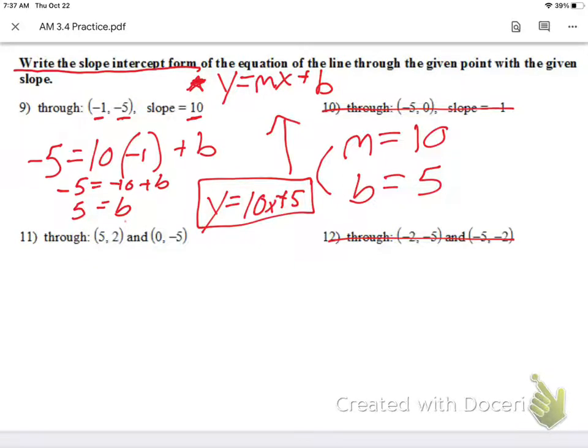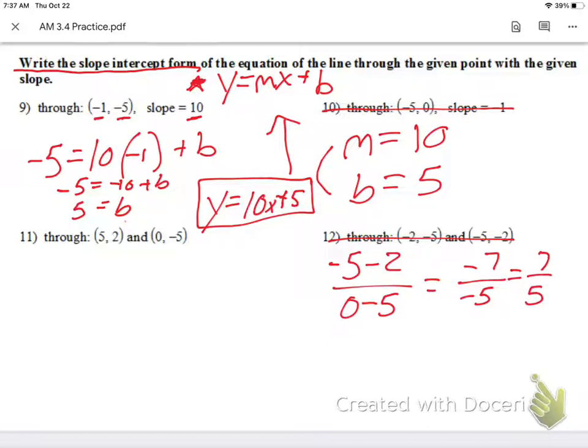So again, I have 2 points. If I have 2 points, that means I can find the slope. So let's find the slope first. So it's going to be -5 minus 2 over 0 minus 5. And that's going to be -7 over -5, which is equal to 7 over 5. So that's my slope right there. So I can write that m is equal to 7 over 5, but I don't know what b is yet.